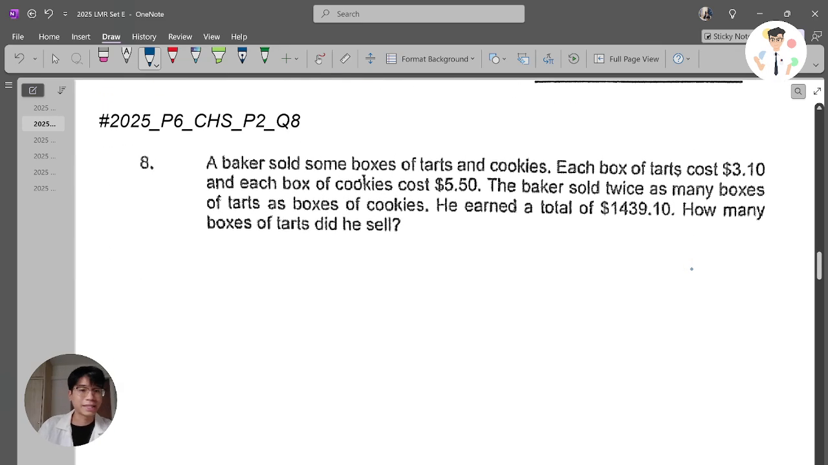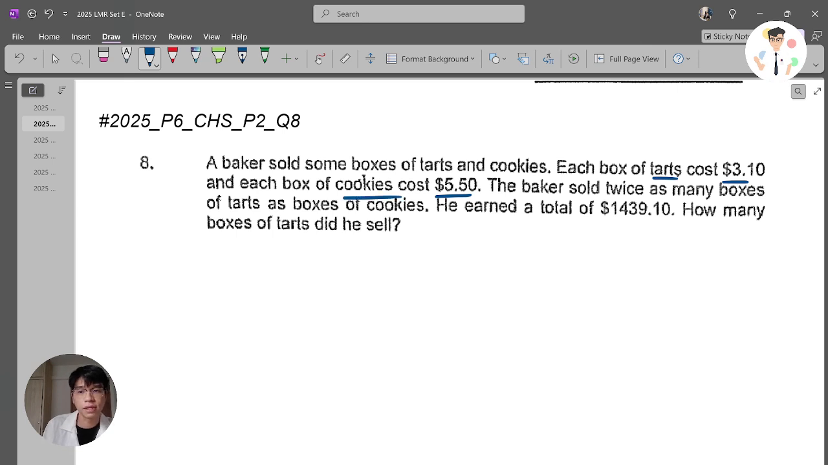Okay, this question is from CHS paper 2, question number 8. A baker sold some boxes of tarts and cookies. Each box of tarts cost $3.10 and each box of cookies cost $5.50. Okay, the tarts $3.10, cookies $5.50. The baker sold twice as many boxes of tarts as cookies, and he earned a total of $1439.10. How many boxes of tarts did he sell? So I mean, this is a very typical number and value concept. So I think nothing tricky here, but it's all what you have learned.